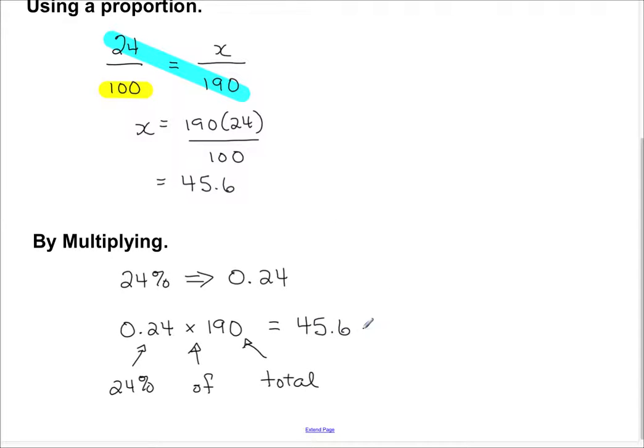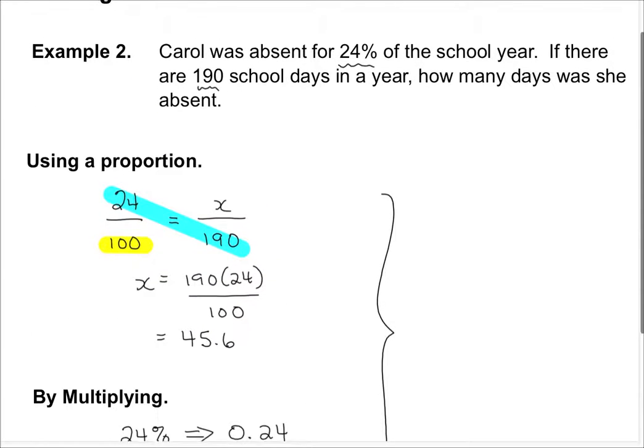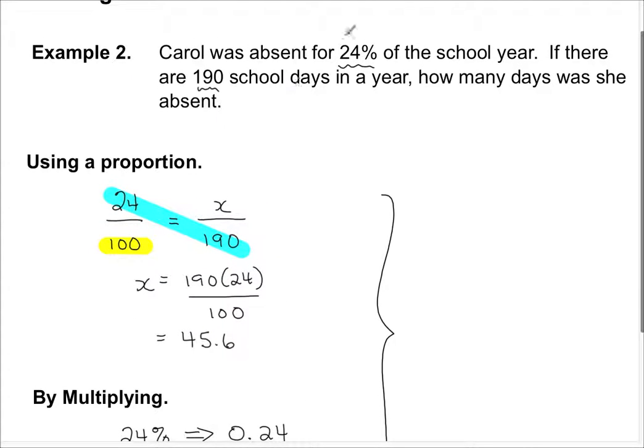Notice, same answer both ways. Which way do I prefer? I don't really care. You can do it whichever way you find easier. What that actually means, though, remember what we were being asked to find? We want to know how many days she was absent. If she was absent for 24% of them, this is our answer.